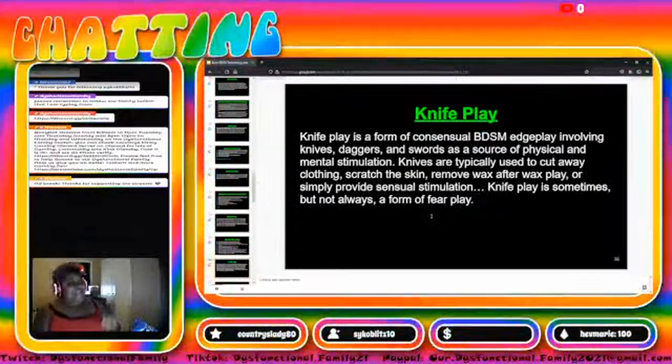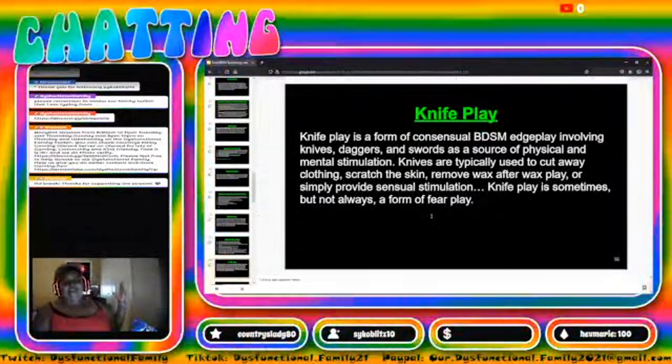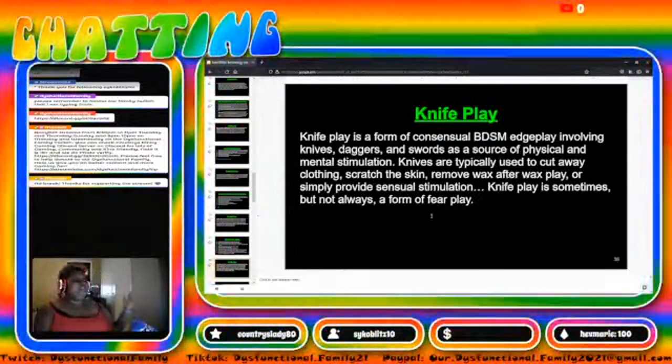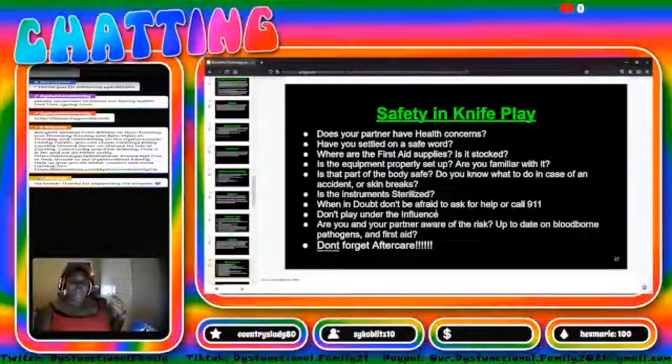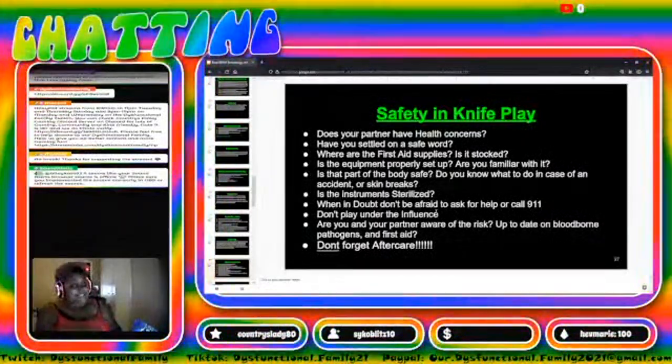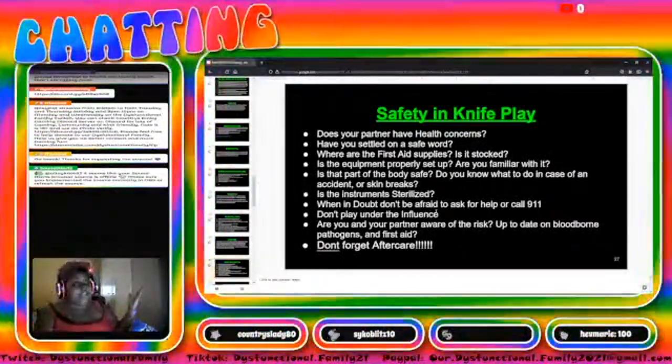You've got knife play. It's basically a play that involves sharps. It's also considered a type of fear play. Safety in that, just like the others.